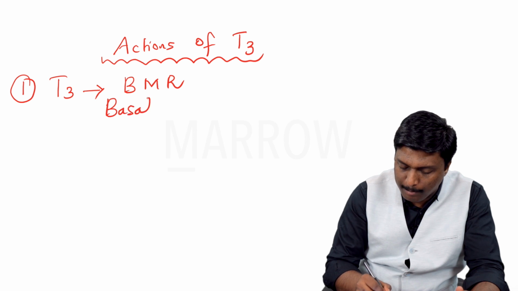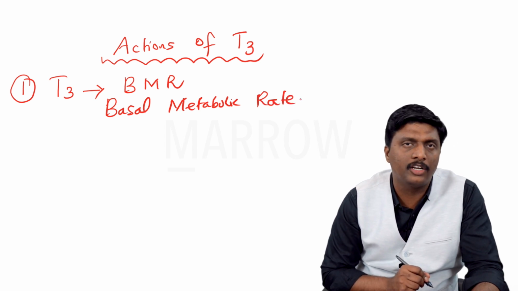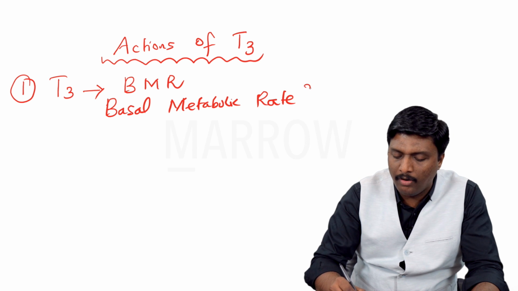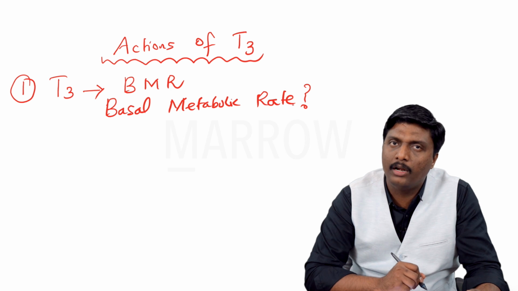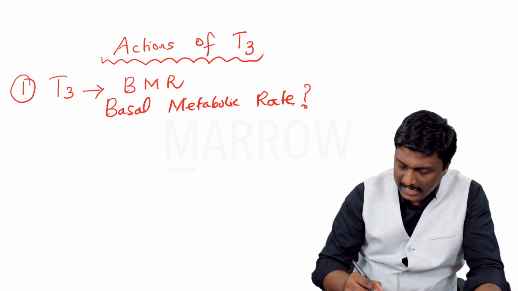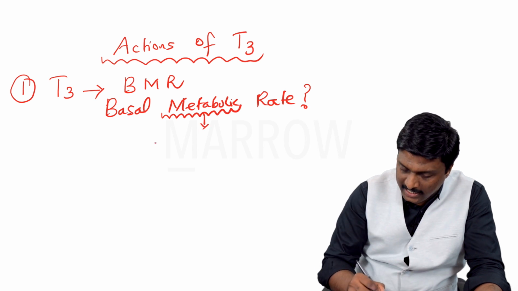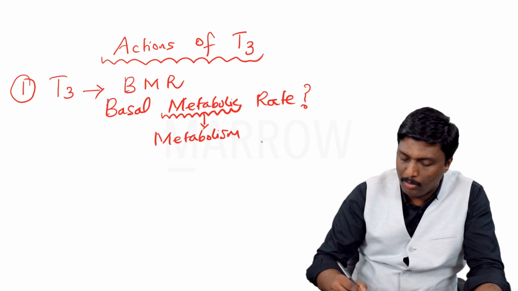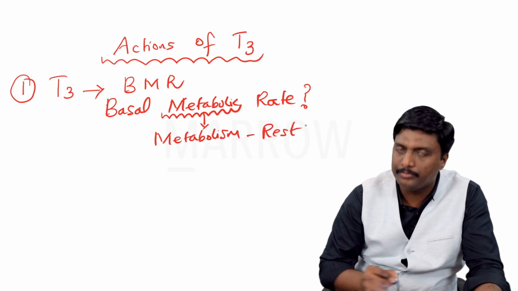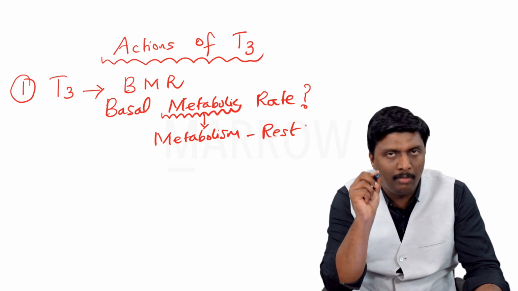stand for? B for basal, M stands for metabolic, R stands for rate. Just pause for a moment and think by yourself, what is this basal metabolic rate? What's the function of thyroid hormones on this basal metabolic rate? Very simple concept, guys. In this entire phrase, I am only highlighting metabolic. It stands for metabolism of the human body at rest. That's all. Basal metabolic rate means metabolism happening in the human body at rest.